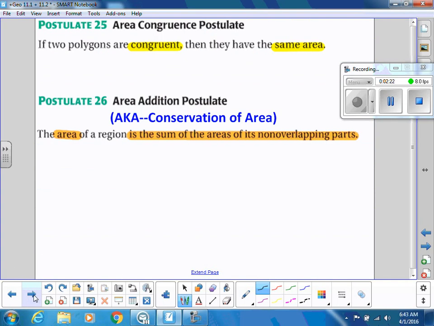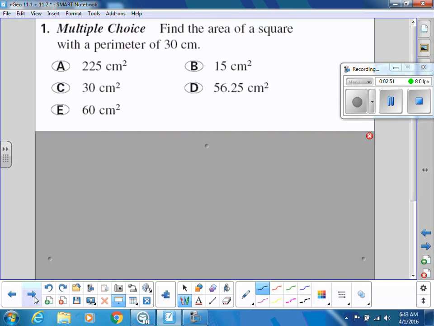Some postulates you should know: if two polygons are congruent, then they have the same area. That makes sense, yes. And then the area of a region is the sum of the areas of its non-overlapping parts. So this is what we're going to use a lot in class next time, is we're going to be combining shapes together. So if I were to make a house shape, I would know that the area of that figure is going to be the area of that triangle plus the area of that square. Okay, so that's what that's all about. So let's see if we can do some problems here.